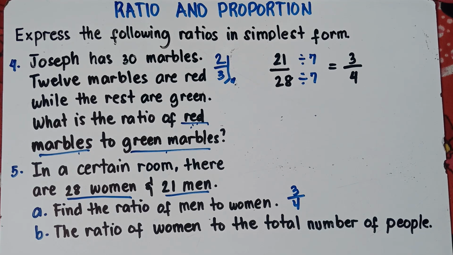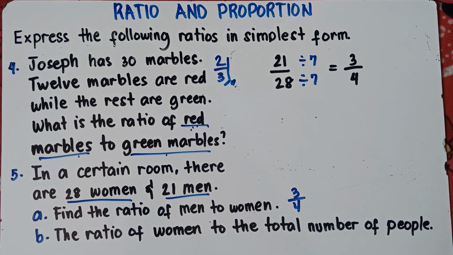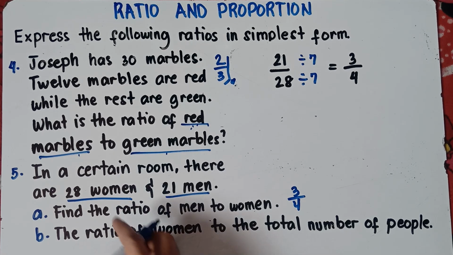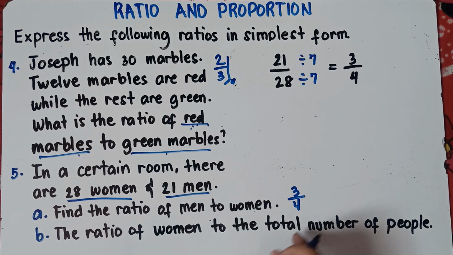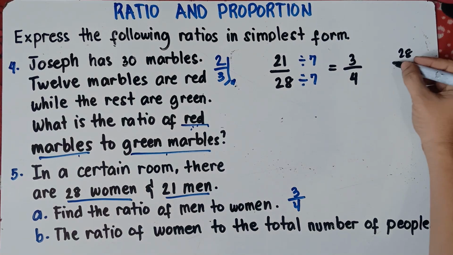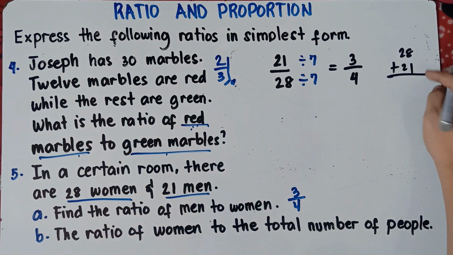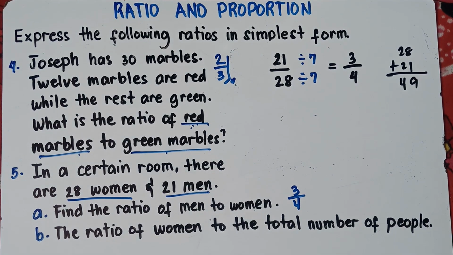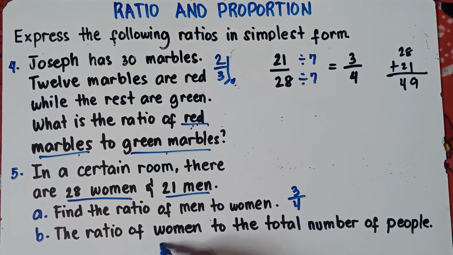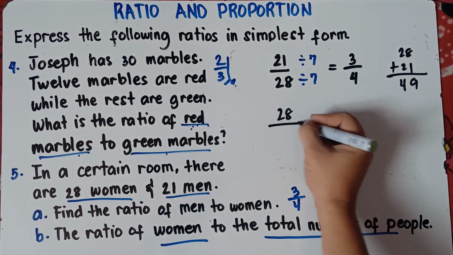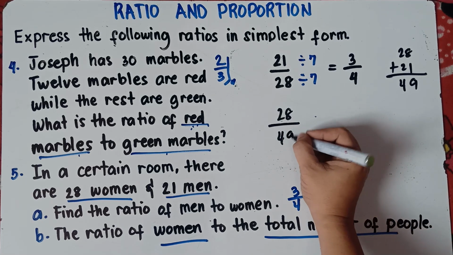Now let's have letter B, the ratio of women to the total number of people. We need to add this up to get the total number of people. So 28 plus 21: 8 plus 1 is 9, 2 plus 2 is 4, so 49. So women to the total number of people is 28 over the total number, that is 49.